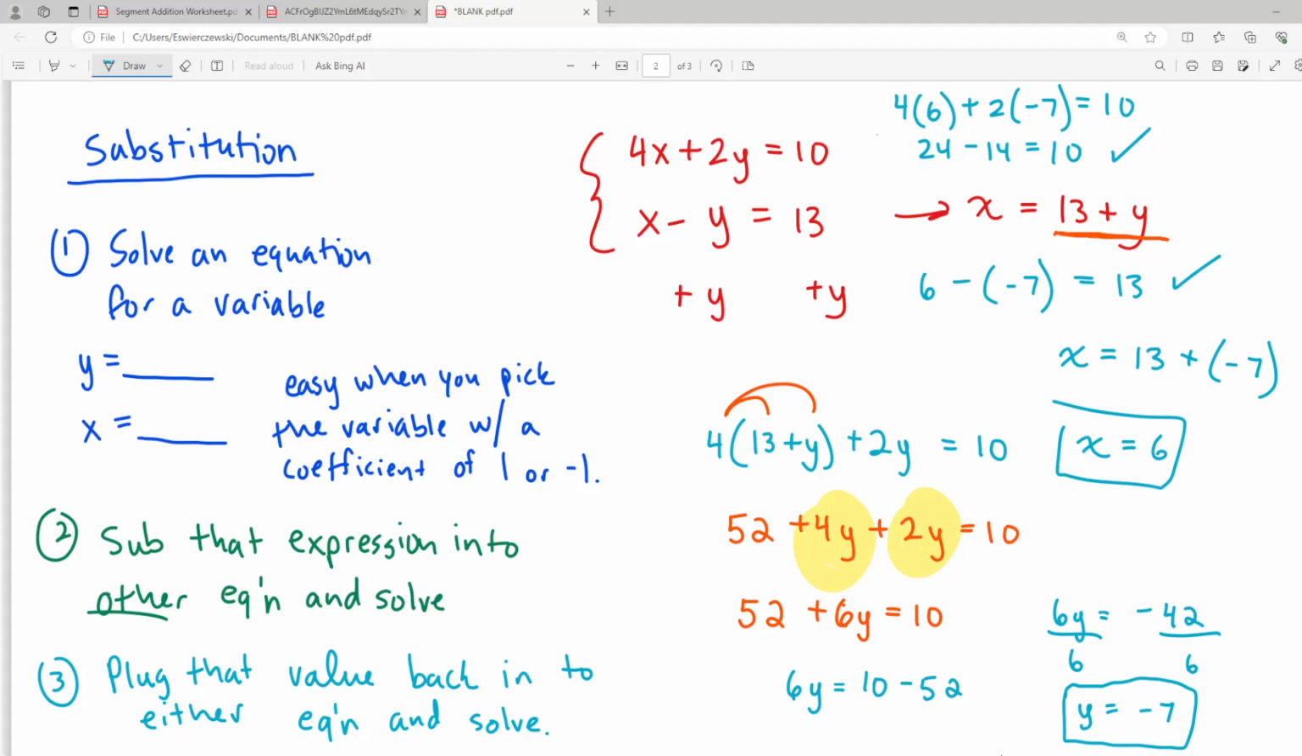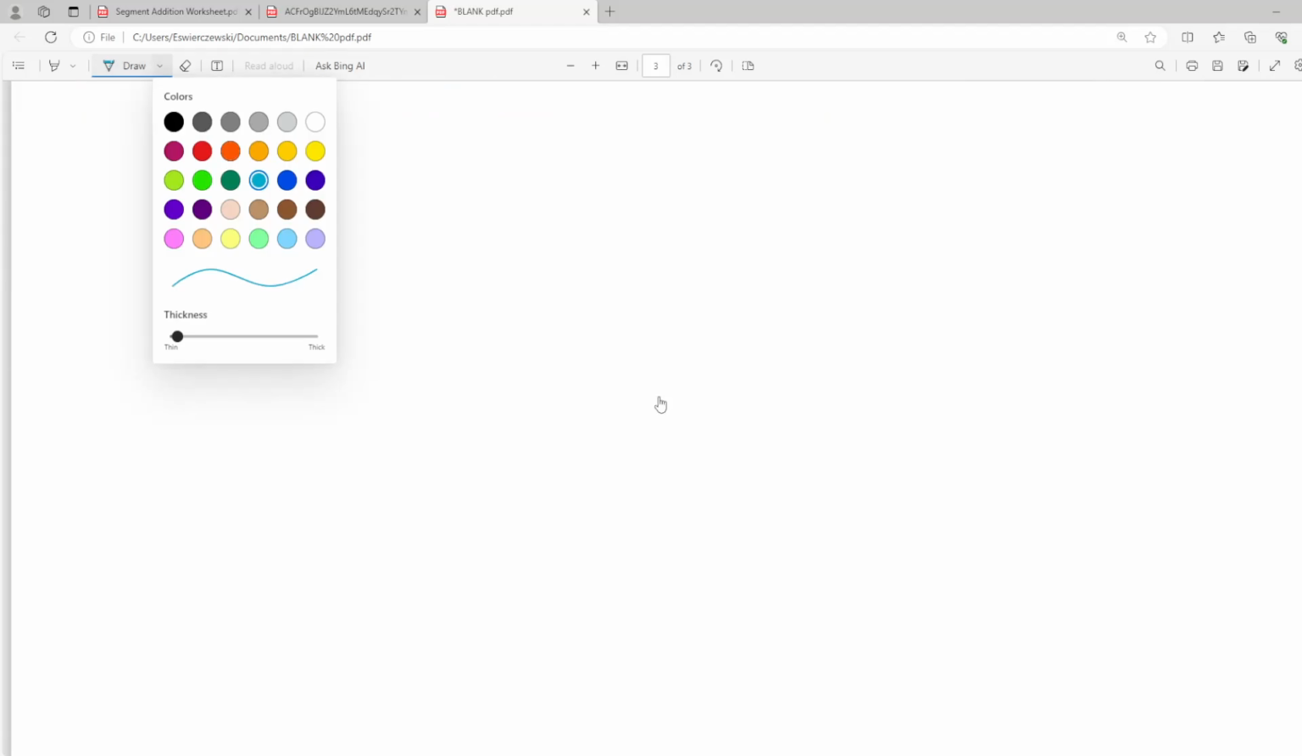That's substitution. So if you want to take a picture or write down these steps on the left, let's do one more problem together. I'm going to scroll down. Okay, so in this one, we're going to get a problem that looks like this. x plus 7y equals 0.